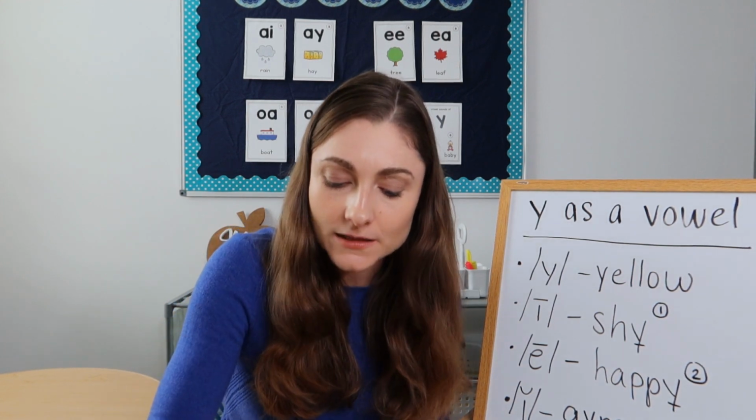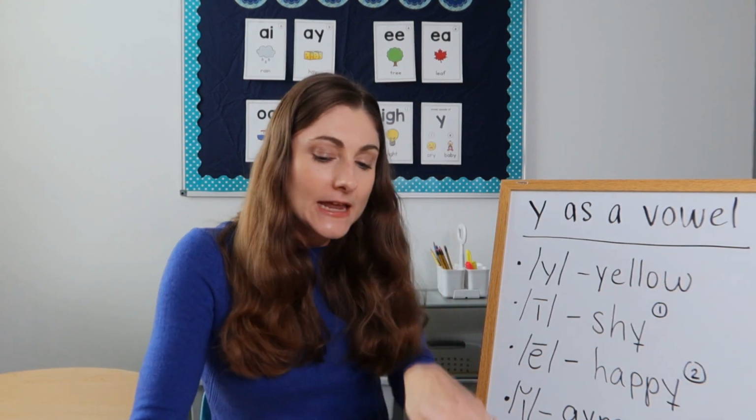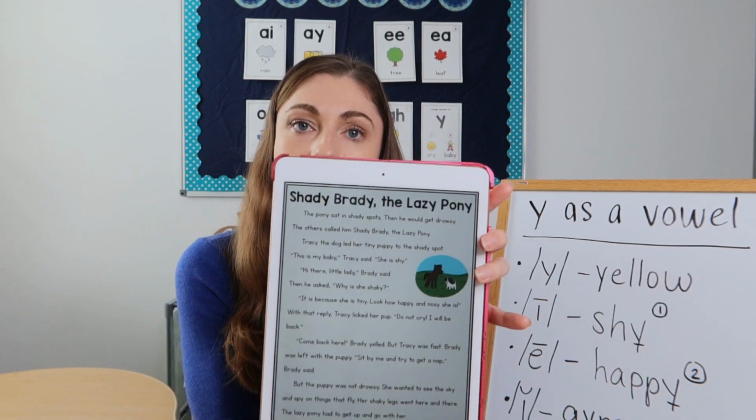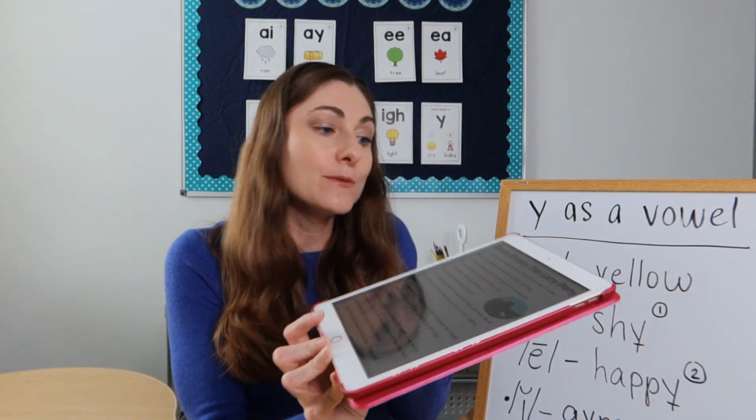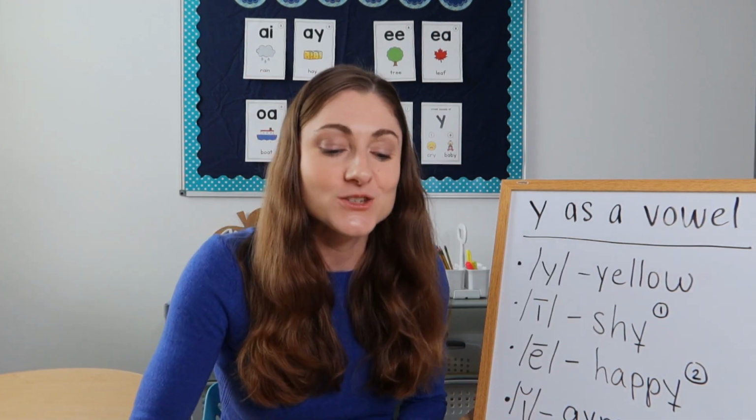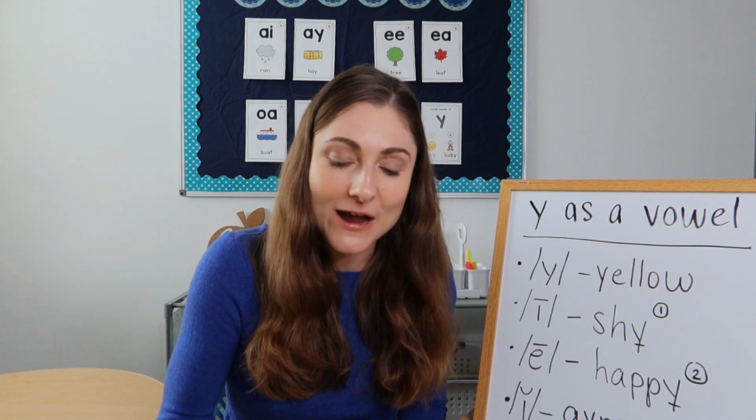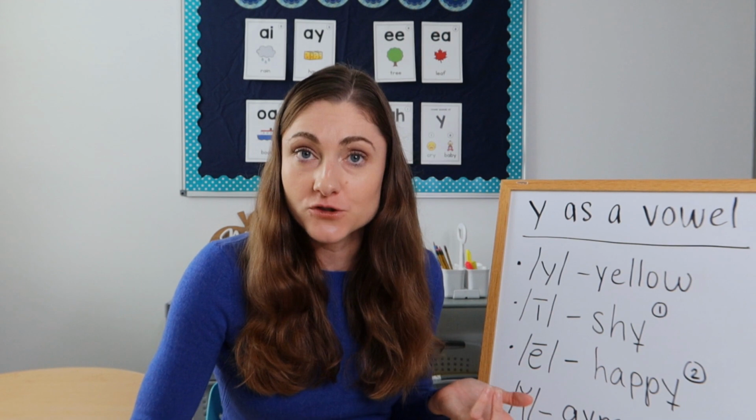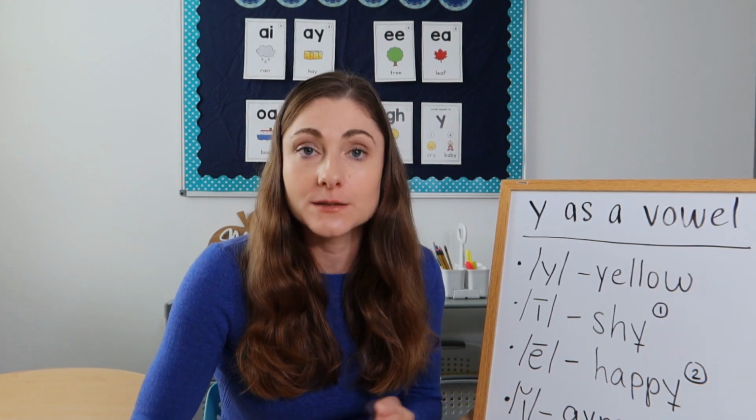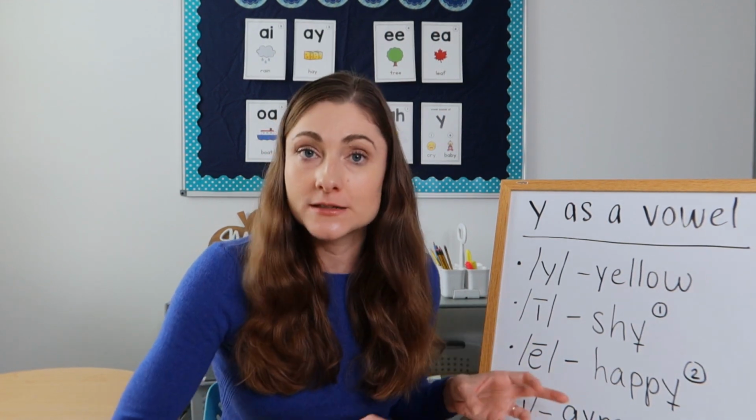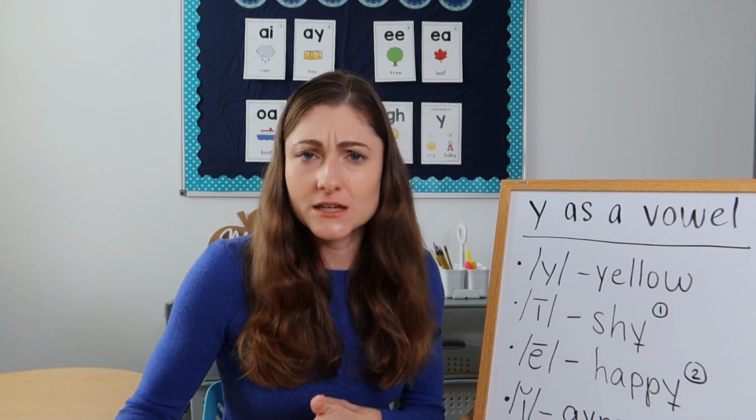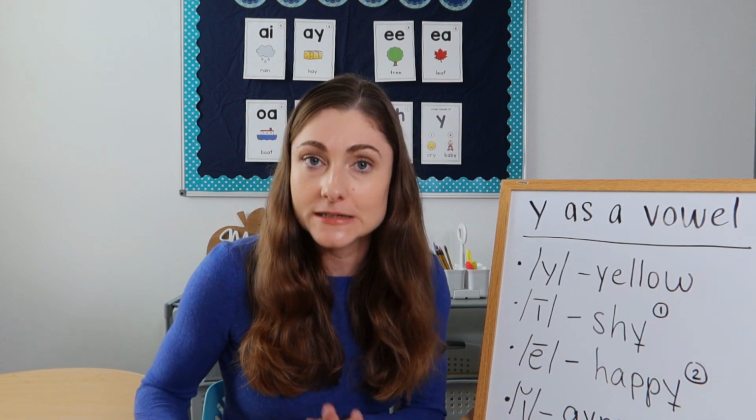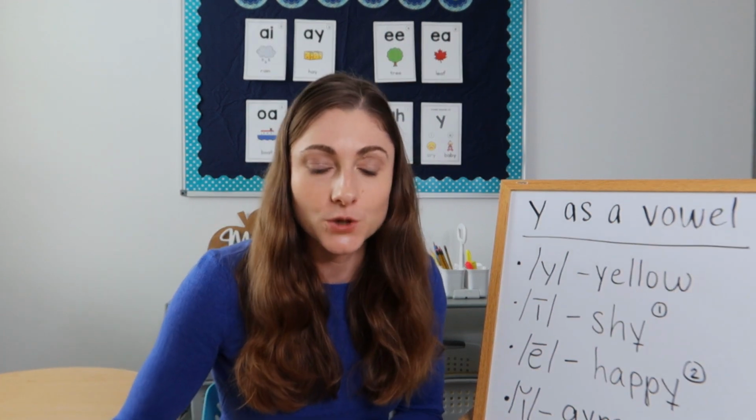Another thing that is great, let me pull it up here on my iPad, is to have kids actually applying the rule to real reading. So this is a decodable text. Shady Brady, the lazy pony. As you can see, there's a lot of final Y words in there. And of course we want to work with words in isolation, but we really want our kids to apply that concept to their reading. So if they're using a decodable text, that one is from my Teachers Pay Teachers store, Learning at the Primary Pond. If you want a link, let me know. Just say, hey, I want a decodable text link, and I can give that to you in the comments.